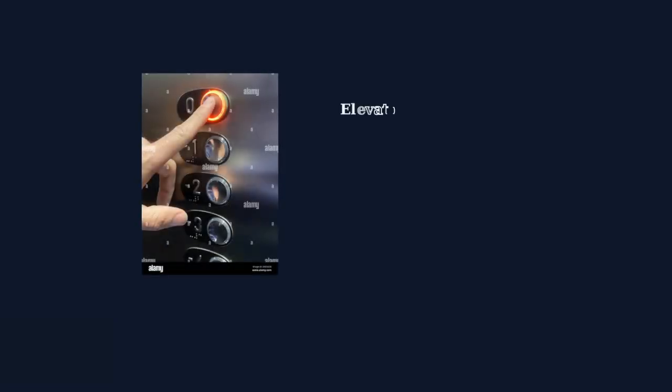Picture this. You're rushing to catch an elevator. You press the button for your floor, and immediately it lights up with a soft glow. This simple illumination is feedback. The system is telling you, I received your request and I'm processing it.